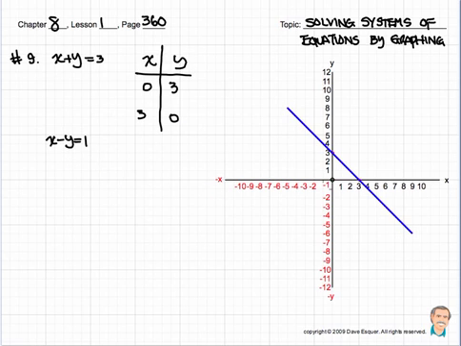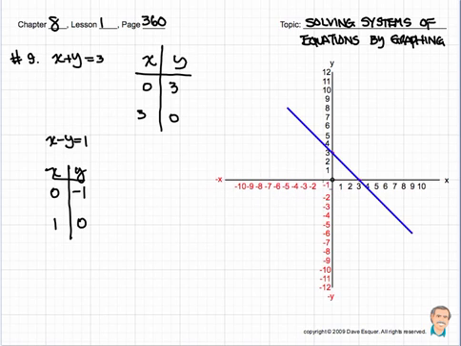Let's go back to our second equation. X minus y is equal to 1. So I'm going to make my t-chart again, x and y. So I'm going to make x 0 and y 0 to find the x and y intercepts. So if x is 0, minus y is equal to 1, or y is equal to negative 1. And if y is 0, another no-brainer, x turns out to be 1. So let's see if we can plot that on our graph and see where they intersect. So we've got 0, negative 1.